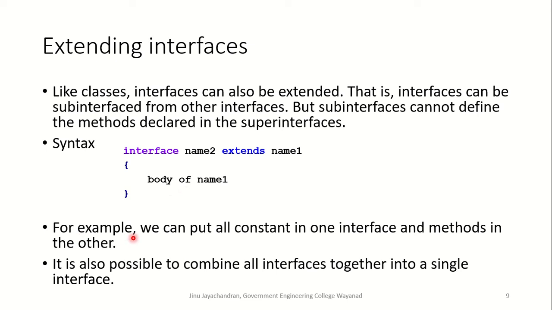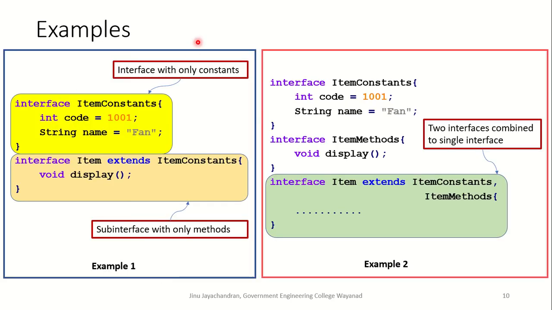There's an example we can look at, where we can put all constants in one interface and methods in another, and you can extend the method interface with that constant interface, or it is also possible to combine all interfaces together into a single interface. So those are the two examples we have.